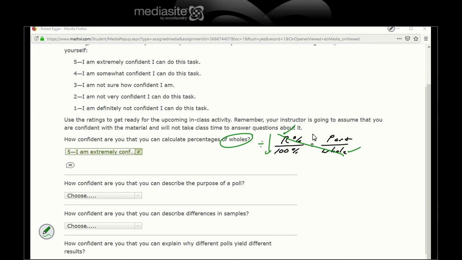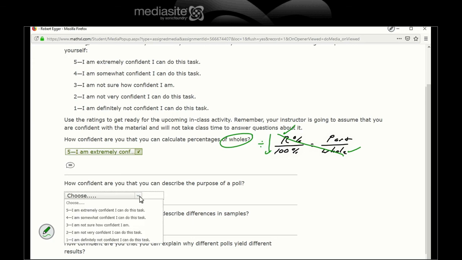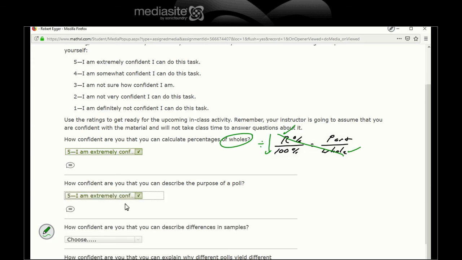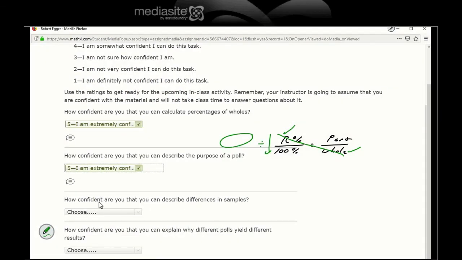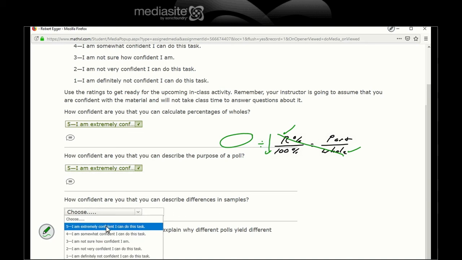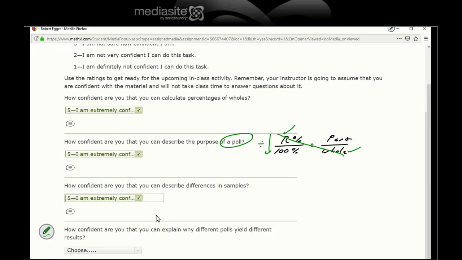How confident are you that you can describe the purpose of a poll? I'm extremely confident. How confident that you can describe differences in samples? I'm extremely confident. And how confident are you that you can explain why different polls yield different results? And again, personally, I'm extremely confident. Hopefully you are too.